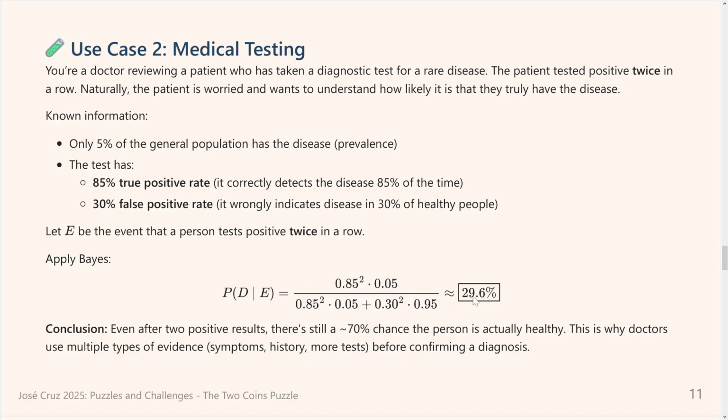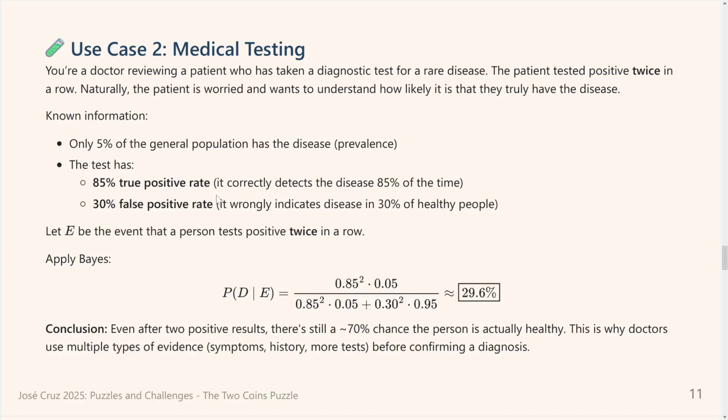And it says that it's 30%. That's the probability for me to have a disease given these values, this evidence. So the conclusion: even after 2 positive results, there is still a 70% chance the person is actually healthy, even if 2 doctors say that I have the disease. This is why doctors use multiple types of evidence, symptoms, history, and more tests before confirming a diagnosis.